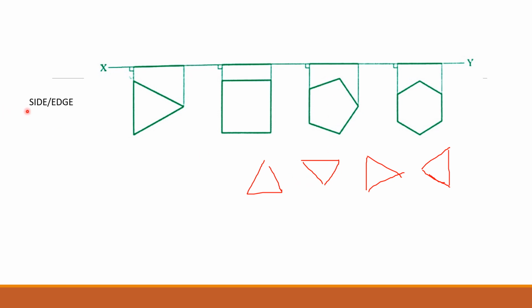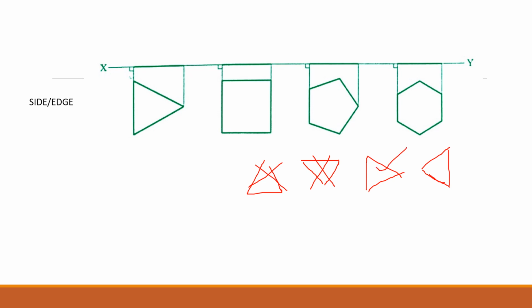So whenever in your question it is given as side and edge, you can straight away understand that this is not an option for you. And this is also not an option for you. Because it is given as side, this is the right option for you.